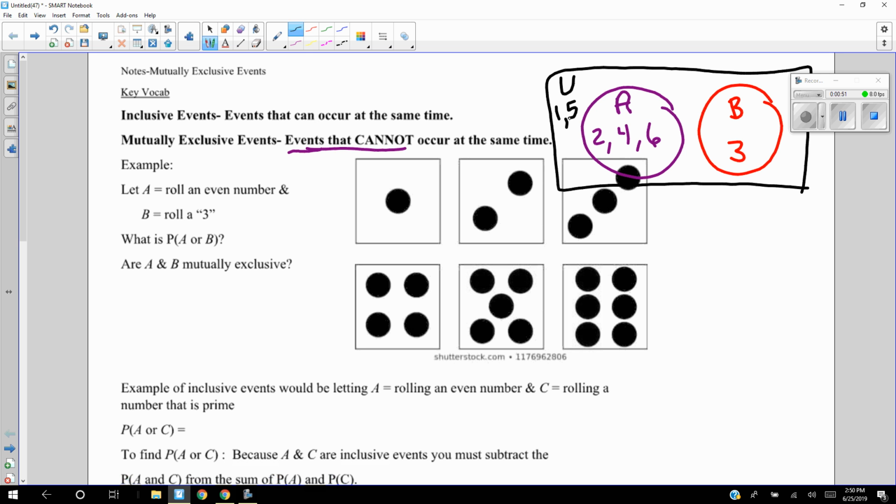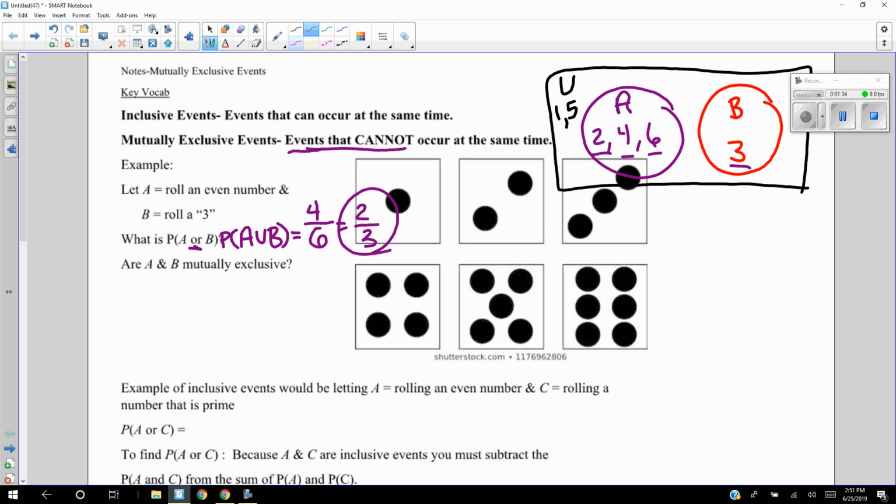So the question wants to know, what is the probability of A or B, one or the other? This is the same as asking the probability of A union B. And a union, remember, means every single number that's a total of those two circles combined. So you have 3 numbers in event A, 1 number in event B. So the union of those two would be 4 out of a total 6 possibilities, since there's 6 sides to a die, and that reduces to 2/3.